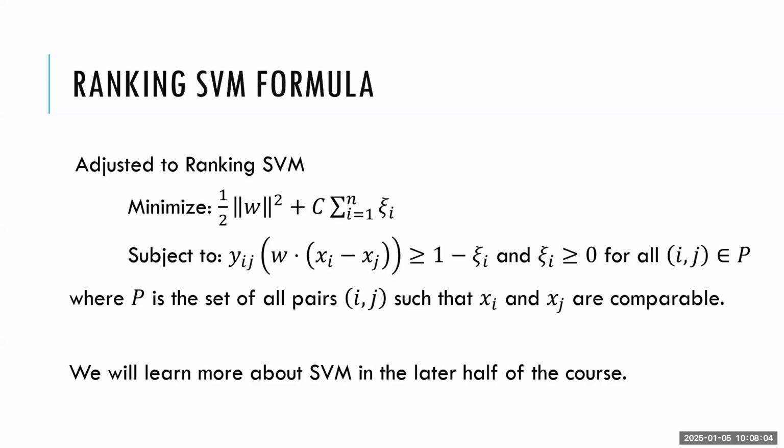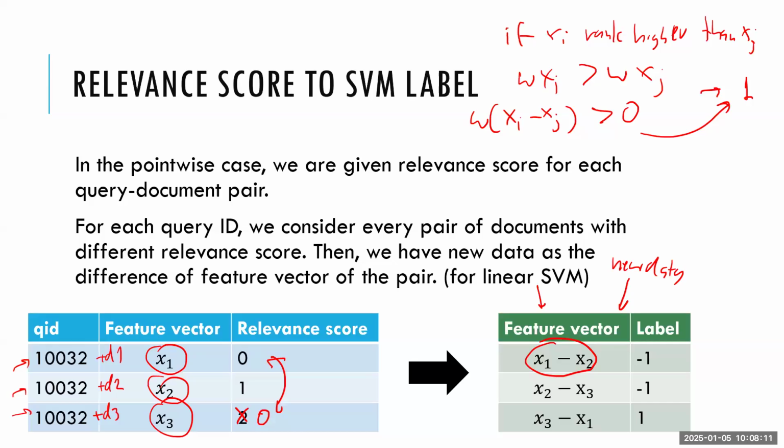But this is how you can do pairwise just from this relevant score, right? Because if you only have the relevant score, you can only use something like linear regression, right? But if you want to use a classification algorithm, maybe you have to transform the data a little bit so that it fits the classification condition for the problem.